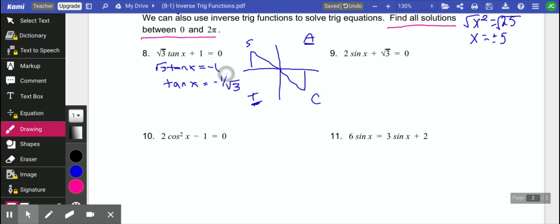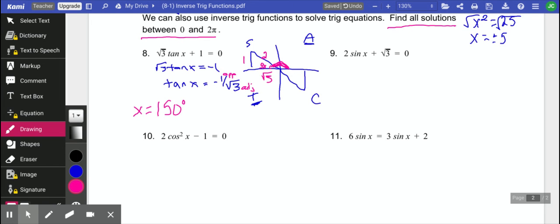All right. So tangent is in SOHCAHTOA, opposite over adjacent. So our opposite side is 1. The adjacent side is root 3. And hopefully you recognize that special right triangle. This is going to be a 30-degree angle. Now, I don't want 30 degrees. That's not my answer because I'm in the second quadrant. I need this angle. So that angle is going to be 150 degrees.